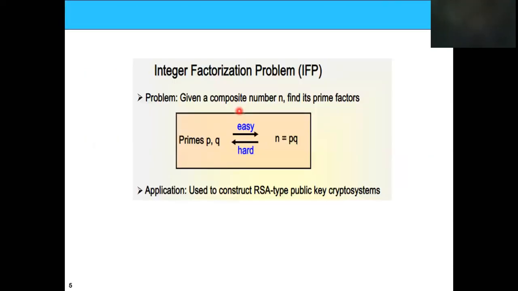Let us look at the integer factorization problem in cryptography. The problem is: given a composite number, find its prime factors. If you have primes p and q, it is quite easy to calculate n as the product of p and q, but if you have n, it is quite hard to calculate its prime factorization p and q. So it is one of the hard problems in cryptography used in RSA type public key crypto systems.